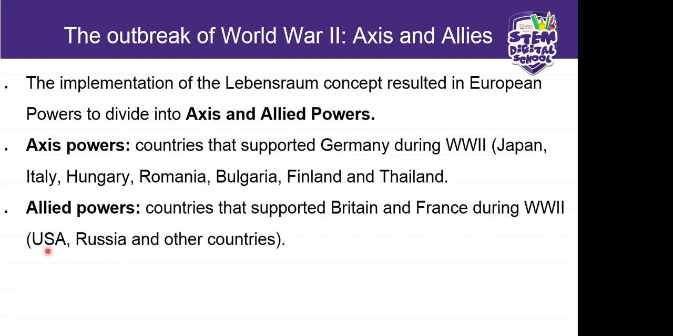And then the Allied powers. These countries supported Britain and France during World War II. And these were USA, Russia, and other countries. There were about 47 other countries that were supporting Britain and France. So they were called the Allied powers. So always remember, Axis, they supported Germany. And you have to remember the countries. And the Allied powers, they supported Britain and France. And we have to remember the countries also.